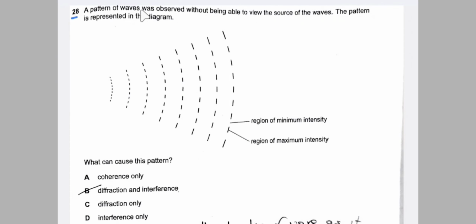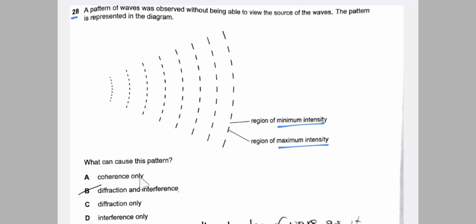Number 28. The pattern of the wave is observed without being able to view the source of the wave. The pattern is represented in the diagram. So this is the pattern formed: region of minimum intensity, region of maximum intensity. What can cause this pattern?